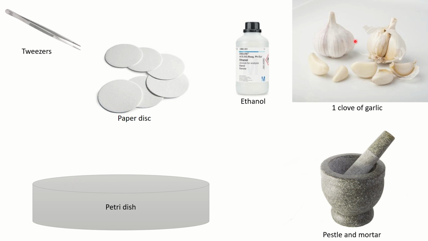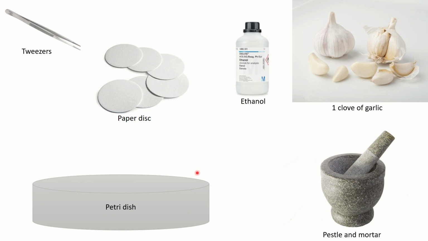Then you're going to do the same but with mint. So instead of garlic, you're going to do mint and then place it here. Then we're going to get one more paper disc, dip it in some ethanol, let it rest on the side for a bit somewhere, and then you're going to place it at another point of the petri dish. So you'll have 3 paper discs.